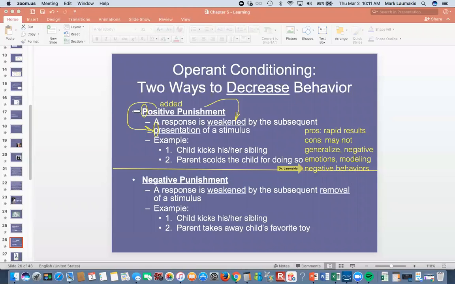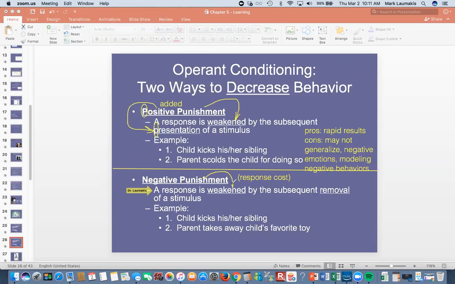I'm not saying you can't use positive punishment in a parenting scenario or other scenarios. I'm saying you've got other tools. The other tool here is negative punishment. Negative punishment, you'll sometimes see this called response cost. I'll just sneak this in here. In other textbooks, I know that they talk about this as response cost, but I love negative punishment because it keeps everything consistent. The definition is this: a response is weakened by the subsequent removal of a stimulus. So I'm going to keep doing what I've been doing, right?